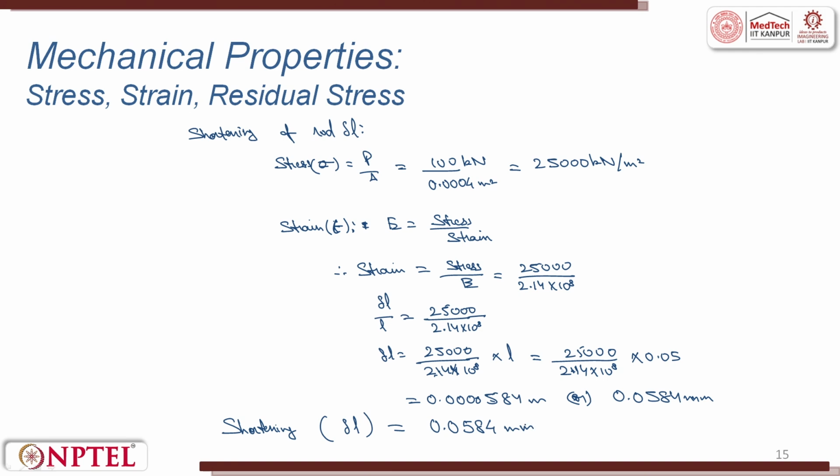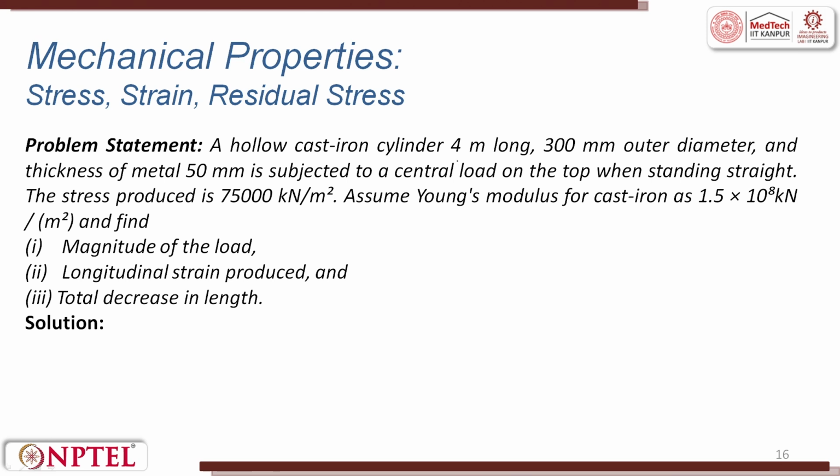This is the answer. I have a similar problem statement here, where a hollow cast iron cylinder 4 meter long, 300 millimeter outer diameter and metal thickness 50 millimeter is subjected to a central load on the top when standing straight. The stress produced is 75,000 kilonewton per meter square. Assume Young's modulus for cast iron as 1.5 into 10 raised to power 8 kilonewton per meter square, and find the magnitude of the load, longitudinal strain produced, and total decrease in length. This problem also I will solve for you. Here the outer diameter, which I will put as D, is equal to 300 millimeter, which is equal to 0.3 meter.